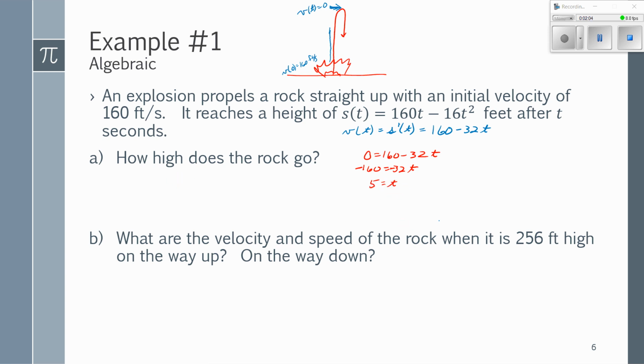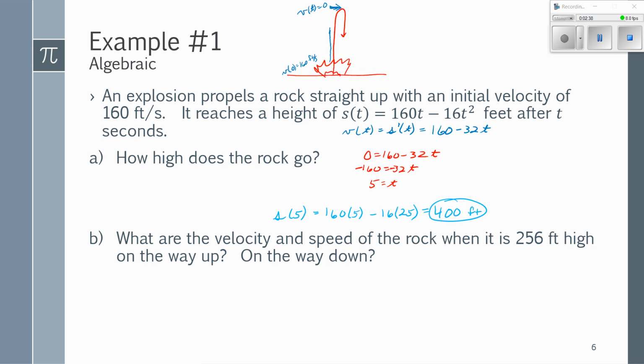That doesn't answer my question of how high does it go. That's the time that it's at its highest point. So I need to plug that in for t in my s of t. So s of 5 is going to be 160 times 5 minus 16 times 5 squared, which is 25. So that is 800 minus 400, which is 400, and s of t is measured in feet. And there is how high the rock goes.